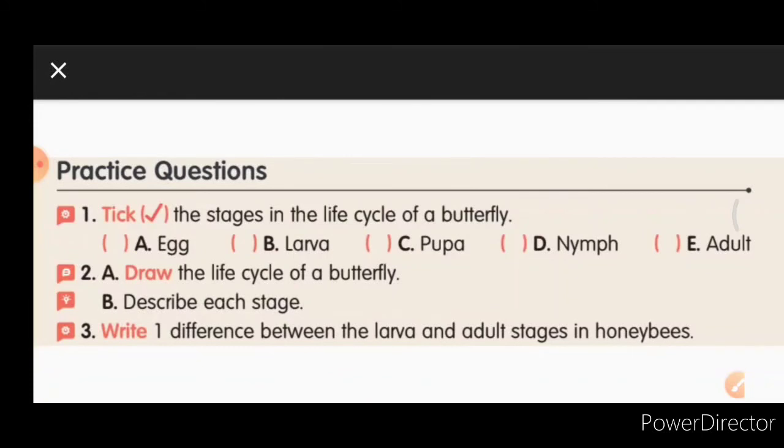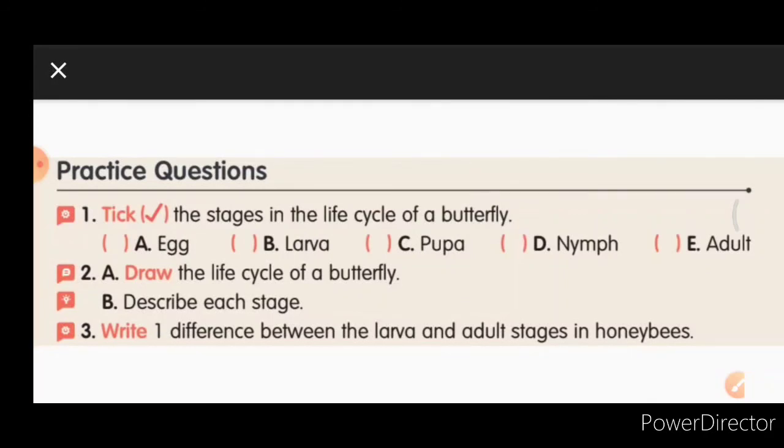Now what should you do, children? You have to tick the stages in the life cycle of a butterfly. Here how many words are given? 5 words are given, A, B, C, D, E. And you have to tick only 4 in the right order, which are the stages in the life cycle of a butterfly. Tick the egg first, A, egg, next one larva B, then pupa C, then the last one adult. And nymph you should not tick because it is not in the life cycle of the butterfly.